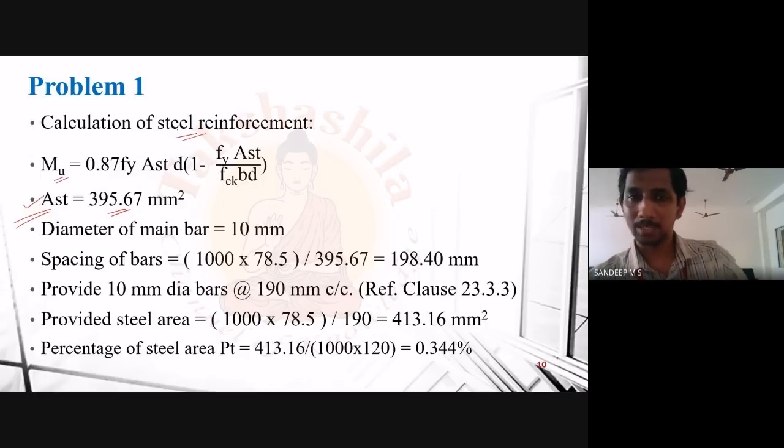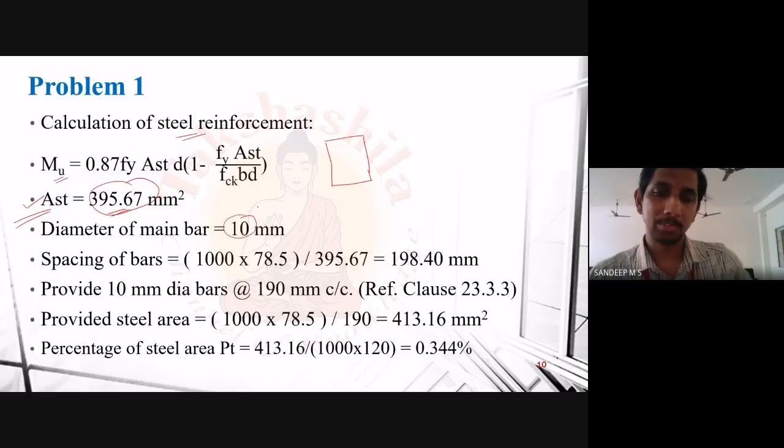In the case of slabs, let me tell the main difference. In the case of beams, once you get this value, you will assume some diameter of the bar, calculate the area of cross section of this single bar, then divide the required area by the area of a single bar, and you will provide say 3 bars, 4 bars, or 5 bars, like that.